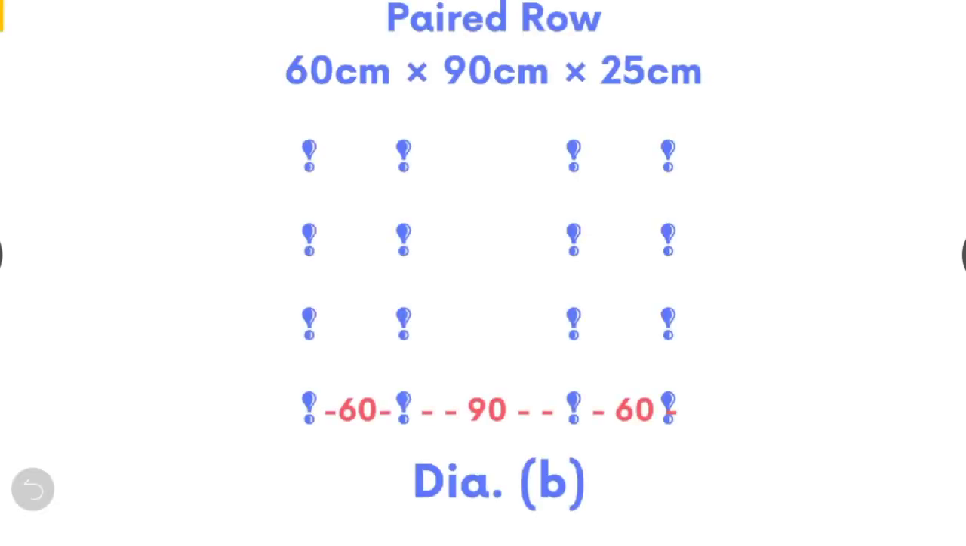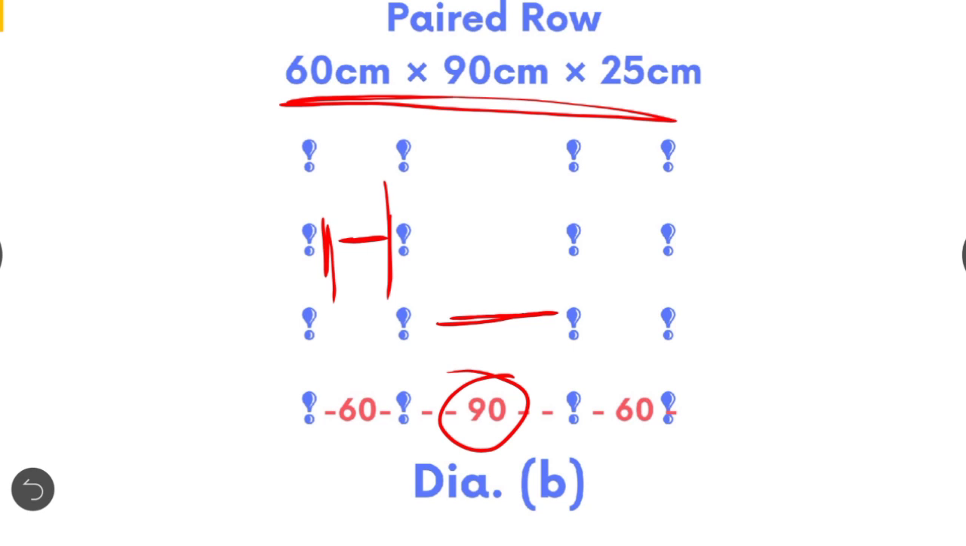While in paired row, two rows are brought closer by 15 cm. That means 7.5 cm from both sides. That's why the inter-row space increases to 90 cm between two paired rows, as shown in figure B. Thus, the spacing will be written as 90 cm into 60 cm into 25 cm. You should know that this spacing is equivalent to 75 cm into 25 cm in terms of plant population.